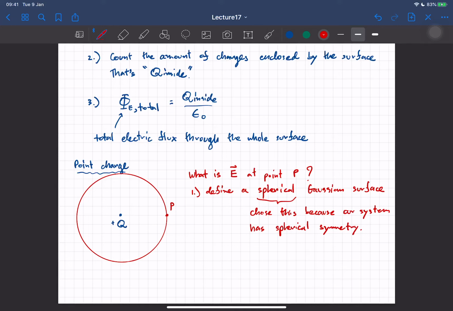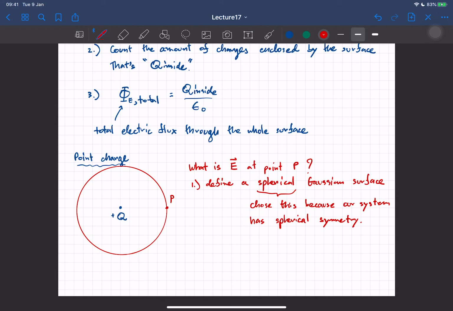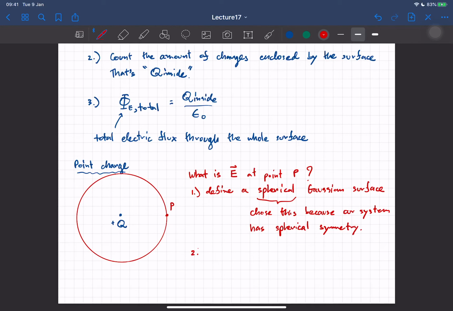Okay, so that's why we chose a circle or a sphere to be the Gaussian surface. So that's the first step. The second step is to count how much charge we have inside. Well, in this case, easy because it's just one. So Q inside is just plus Q.